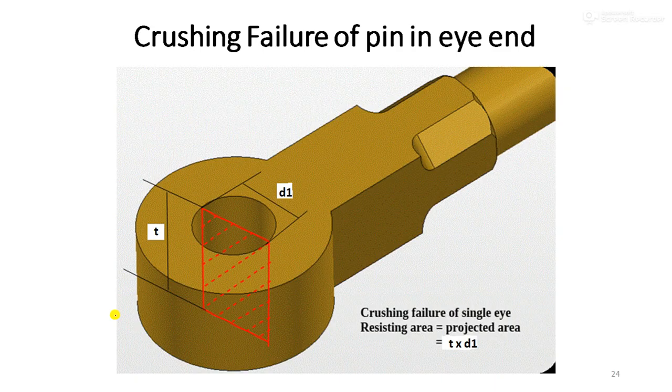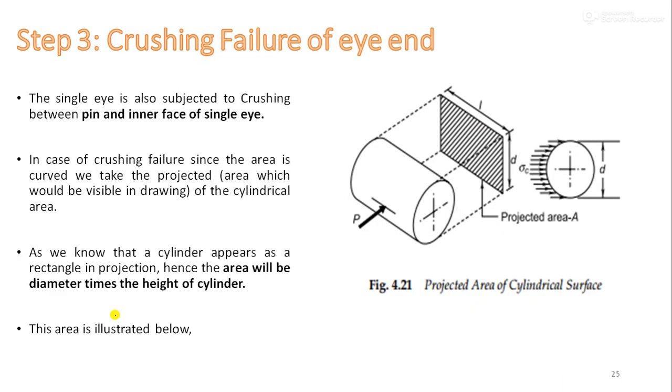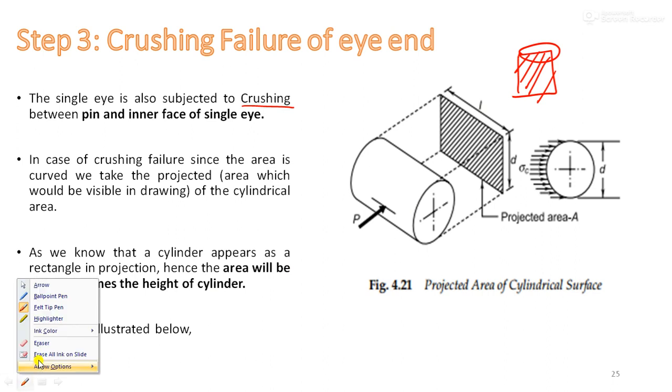Again I am requesting you to watch the videos. Crushing failure means what? First of all, let us understand. The single eye is also subjected to crushing. Take an example, let us say a metal piece. This is a metal piece, a hollow metal piece. Let me draw it more clearly.